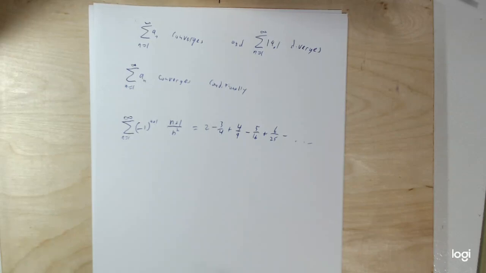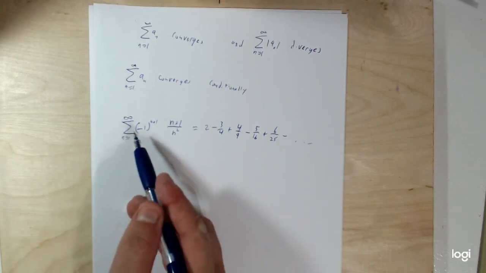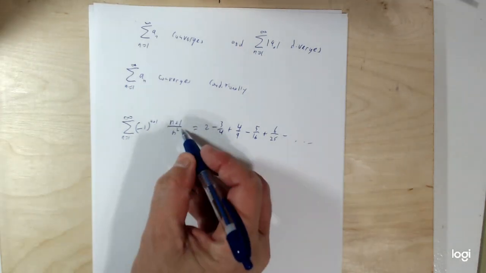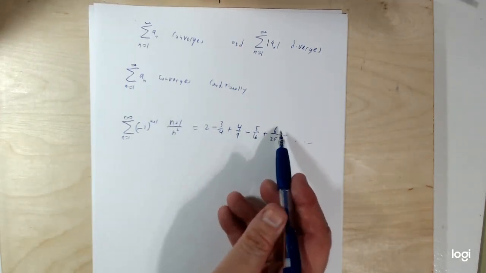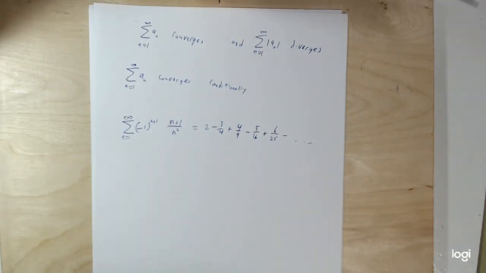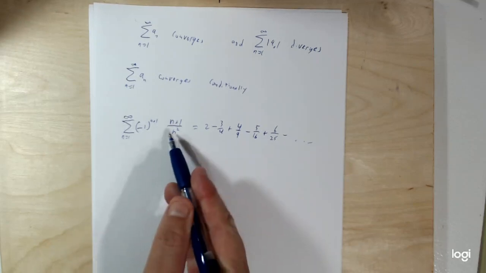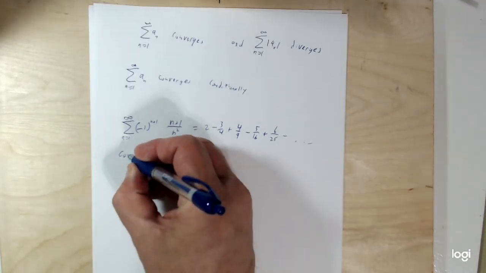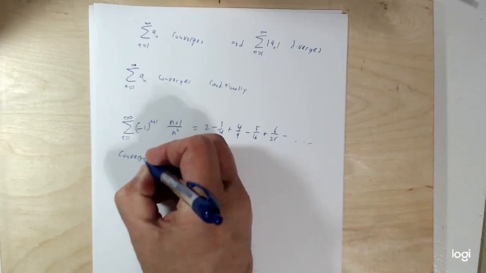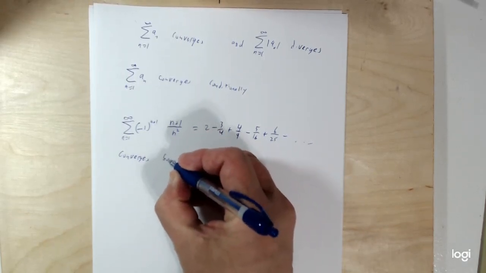Well, it's alternating. The size of these things is going from a 2 to a 3/4 to a 4/9 to a 5/16 to a 6/25. Most certainly, the size is shrinking, and that's because you have an n squared in the denominator and n in the numerator. So it fits the description for the alternating series test. So it converges by alternating series.